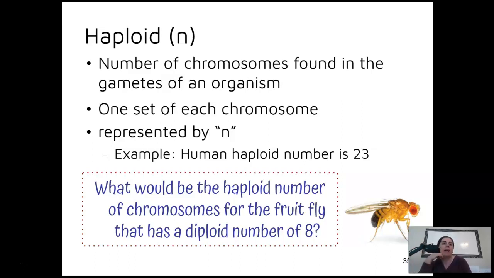So what would be the haploid number of chromosomes for the fruit fly that has a diploid number of 8? So 2n is 8. So n would be half of that, right? Because haploid is half of the diploid number, so it would be 4. Okay?